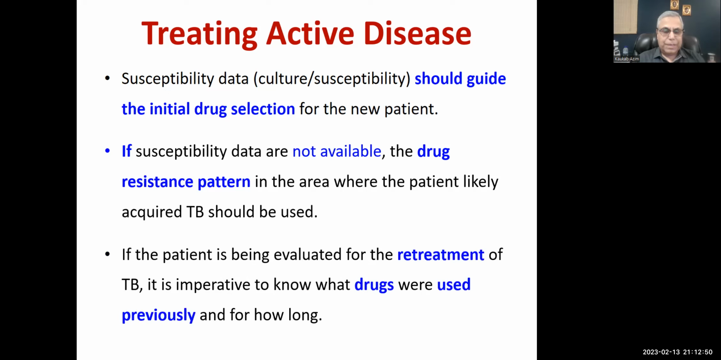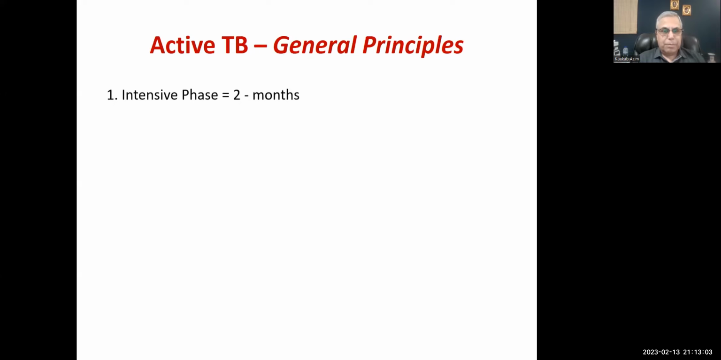Okay. If the patient is being evaluated for retreatment, then we look at the previous treatment, right? Maybe he has resistance. That is why we could not eliminate the bacteria. So the general principles are we give an intensive phase in which we give 4 drugs. That is for 2 months. This is for susceptible people or drug susceptible bacteria. And a continuation phase in which we give only 2 drugs, rifampin and isoniazid. We give this for 4 months. So the total treatment is 6 months.